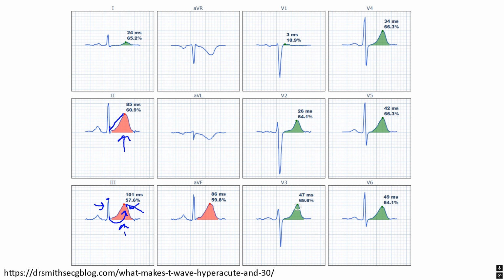I mean, look at this one. That's taller than the QRS, and look how narrow as well. So hyperacute T waves are more of a subjective finding, hard to quantify, but something to look for in your evaluation, in my opinion.